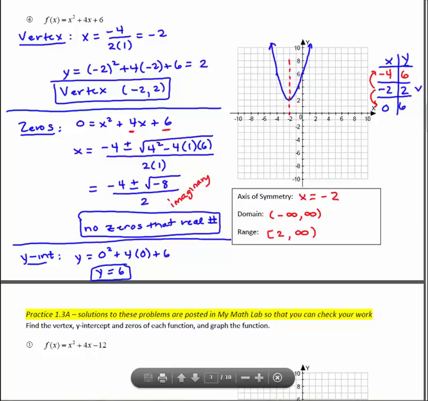Graphing parabolas in standard form, then, mainly relies on using the vertex formula to get the vertex itself, finding the zeros by either factoring or the quadratic formula, and then getting a y-intercept by just plugging in x equals 0. That usually gives you enough information to plot your parabola.